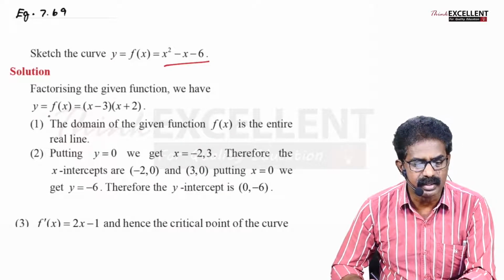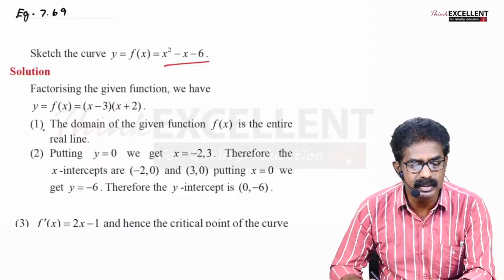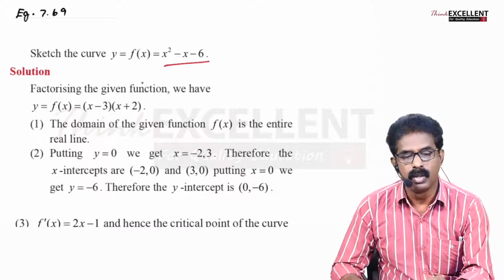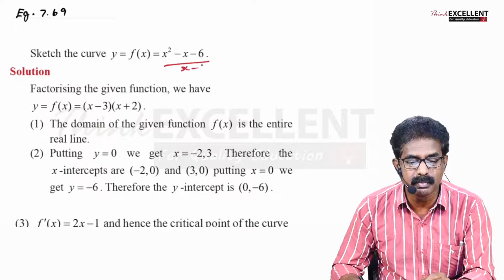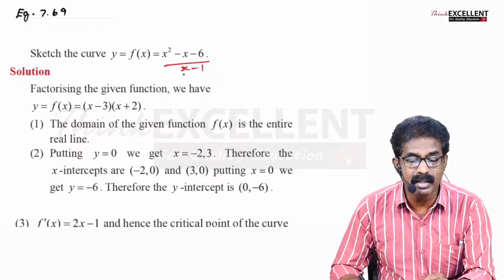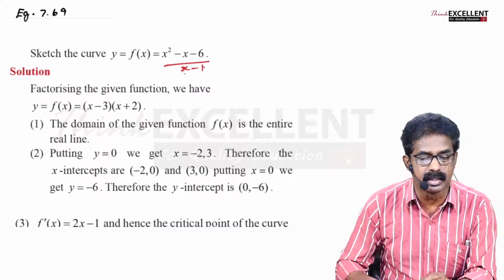So we are factorizing it. y equal to x minus 3 into x plus 3. First step, you look into the domain. What values can you give? Sometimes if there is a denominator x minus 1, you can give any value other than 1. If I put x equal to 1, 1 minus 1 is 0, the value won't exist, right?